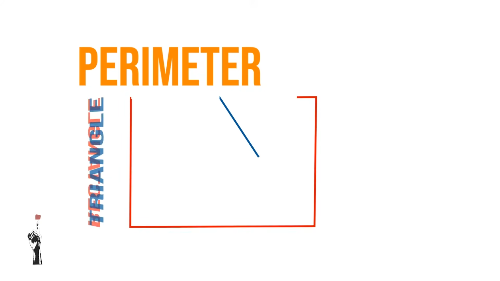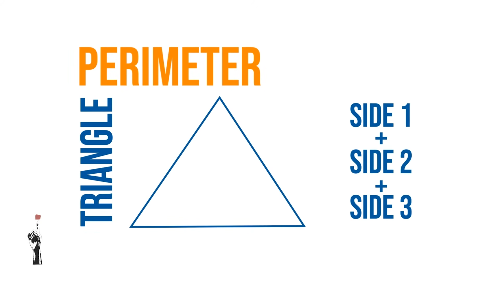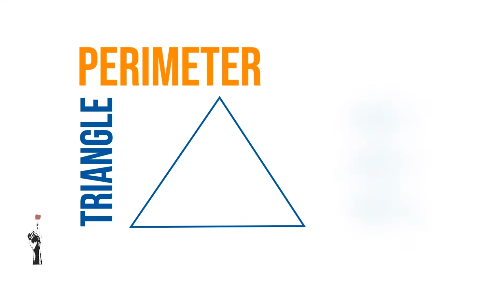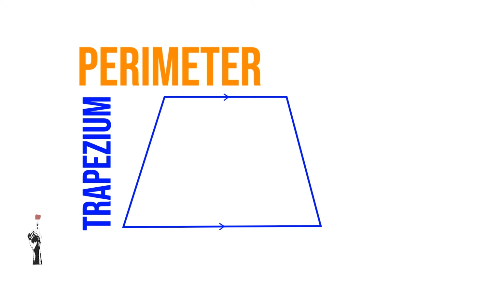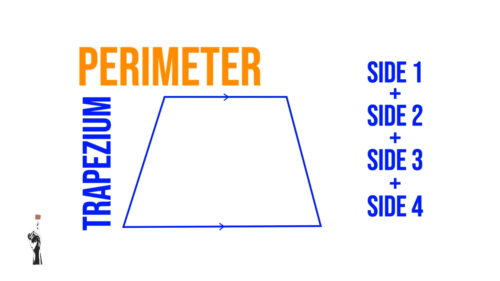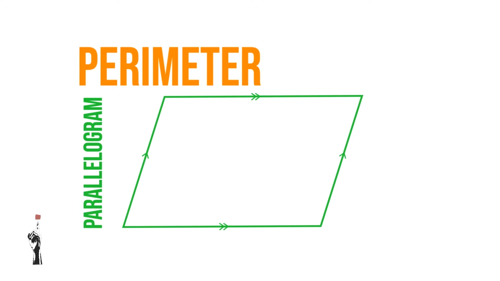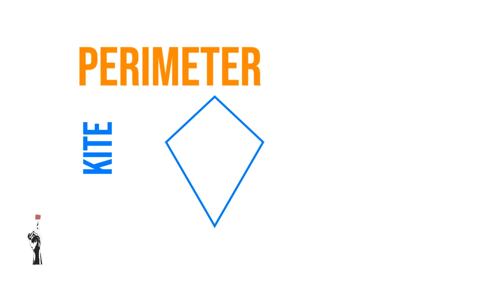To calculate the perimeter of a triangle, I just add all three sides together. For a trapezium, I once again just add all of the sides together. For a parallelogram, I once again have two pairs of opposite sides that are equal. Therefore, I have 2 times A plus 2 times B. For a kite, I also add all of the sides together, and I know that the adjacent sides of a kite are equal. So I have 2 values of A plus 2 values of B.